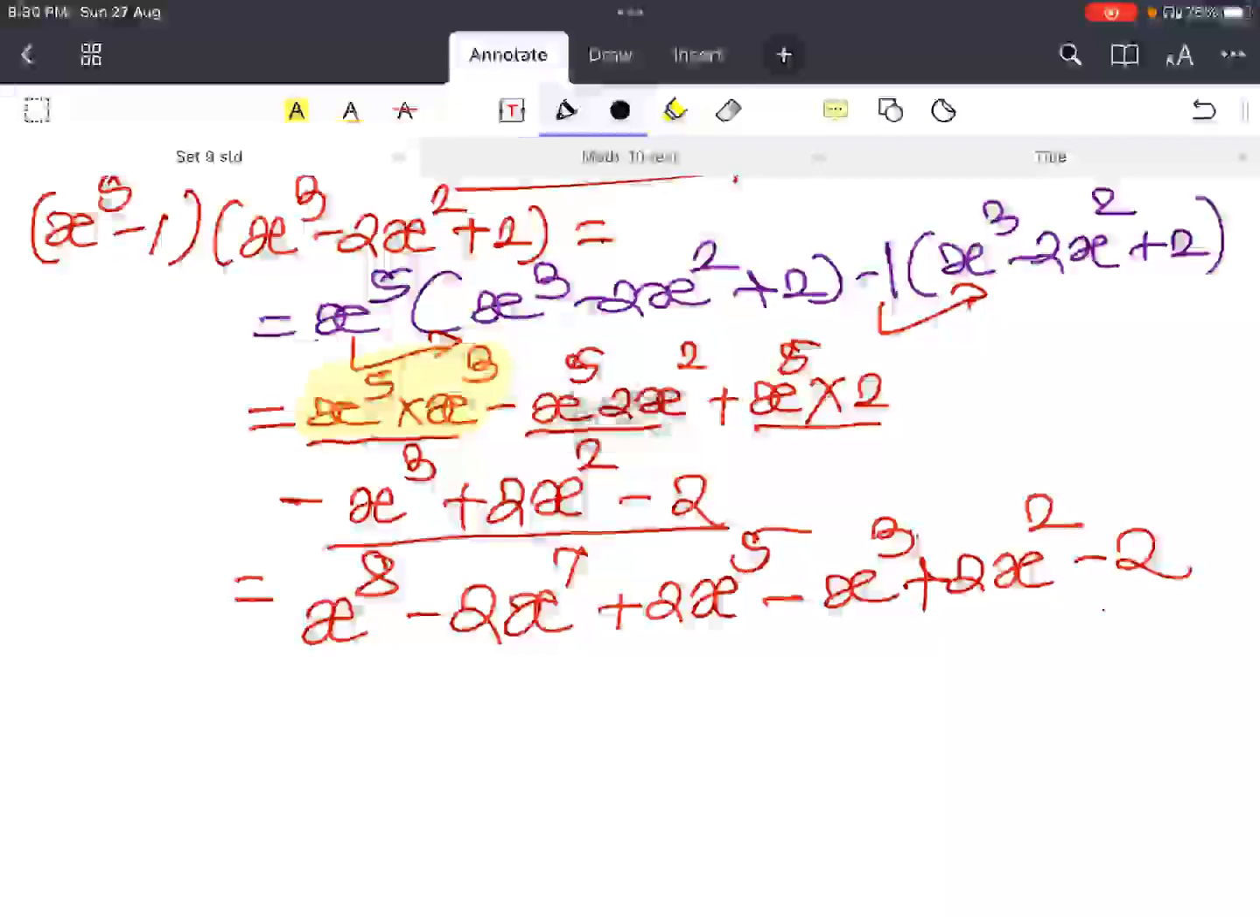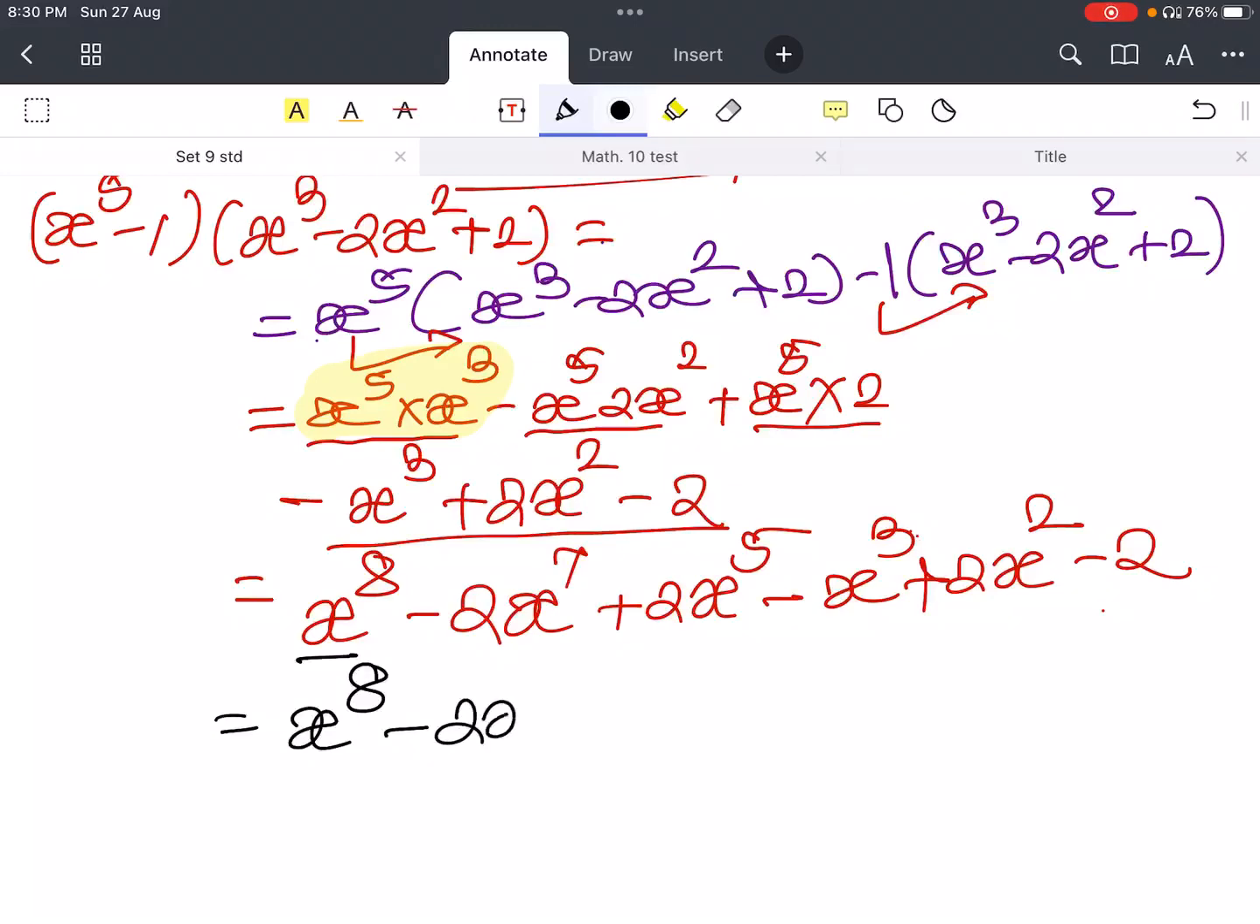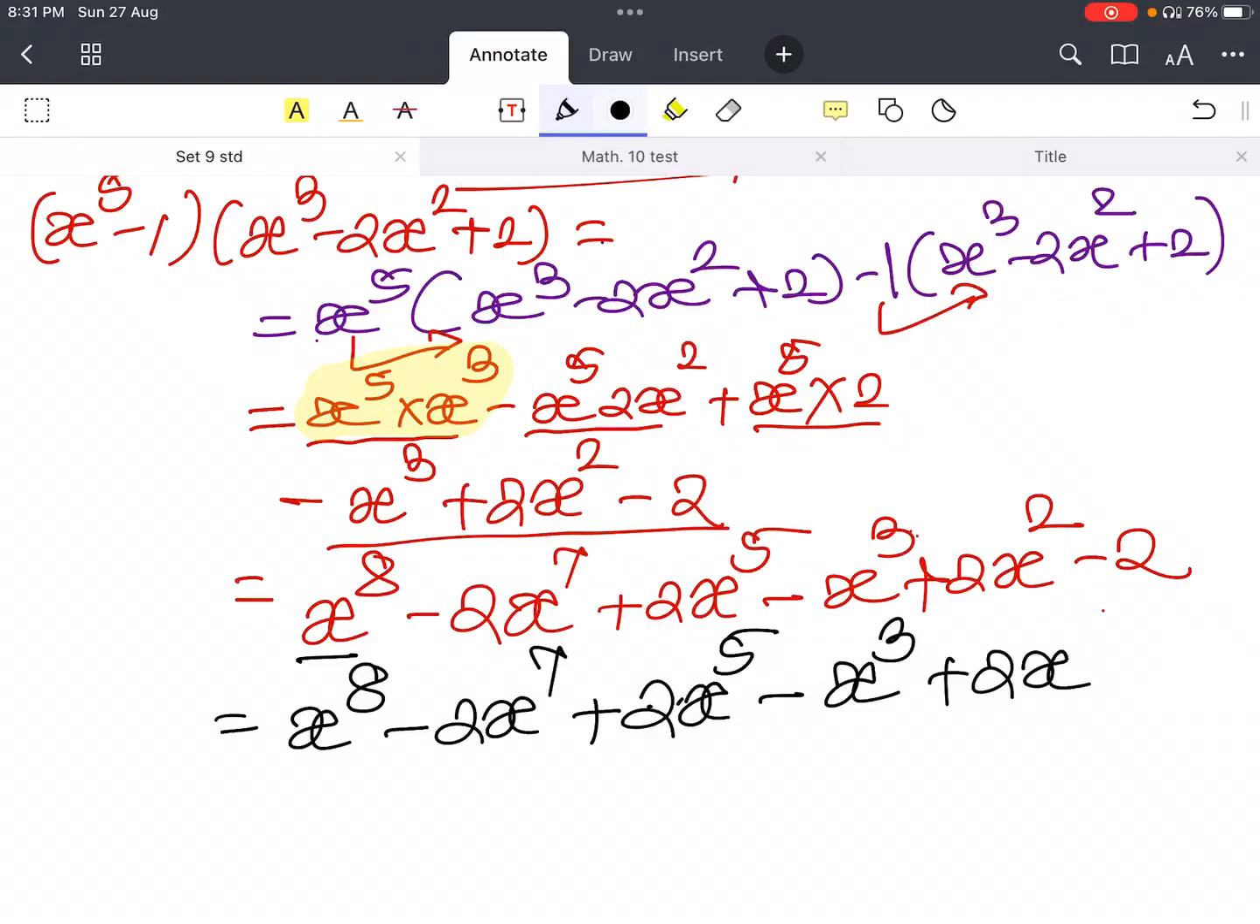Now we will write the final answer for this. What we have to do is just convert it into decreasing order or index form. If there are like terms, they will be added, otherwise we just write them as they are. x raised to 8 is a single term, so write down x raised to 8. Is there any other term with power 7? No, so minus 2x raised to 7 is a single term, so we will write it as it is, plus 2x raised to 5 minus x cube plus 2x square minus 2.